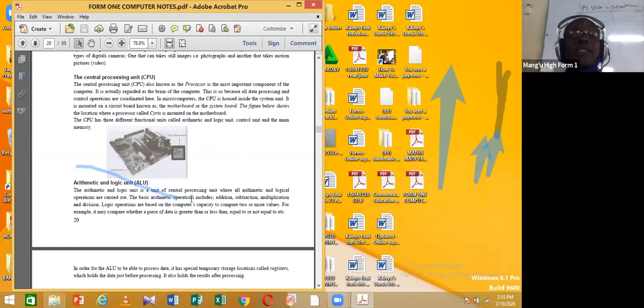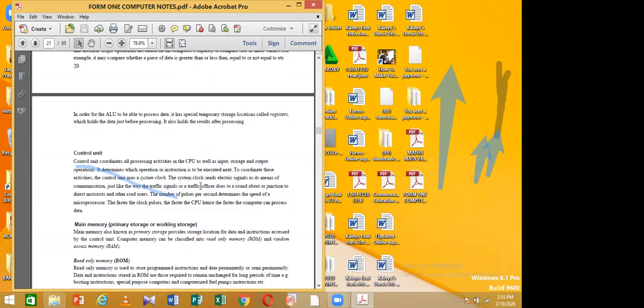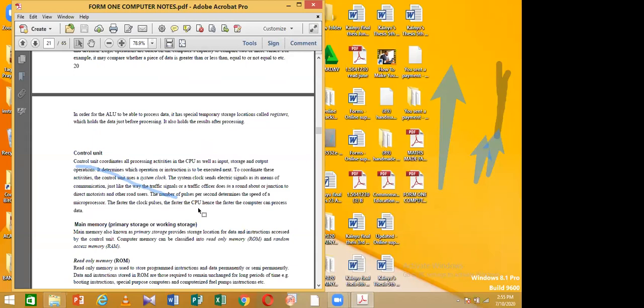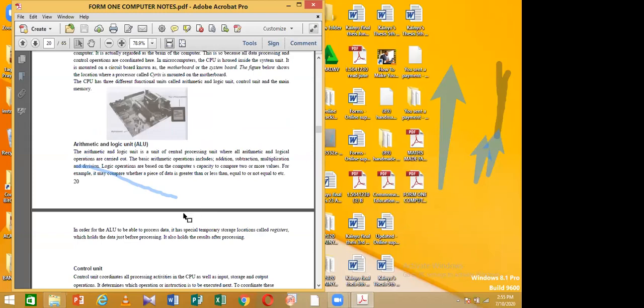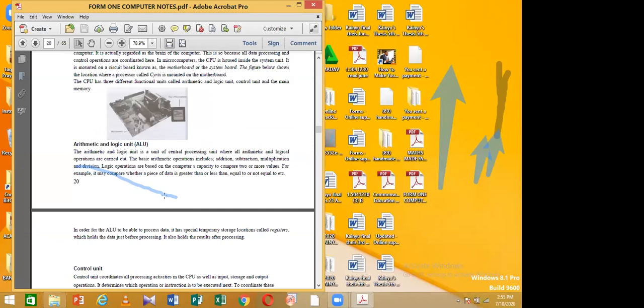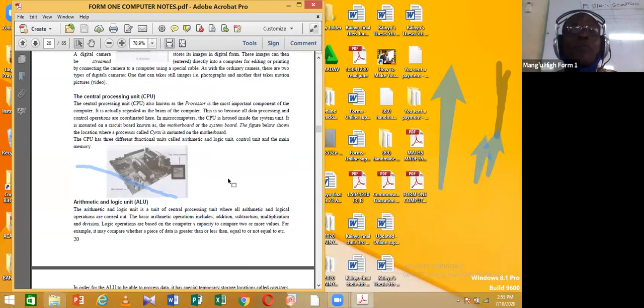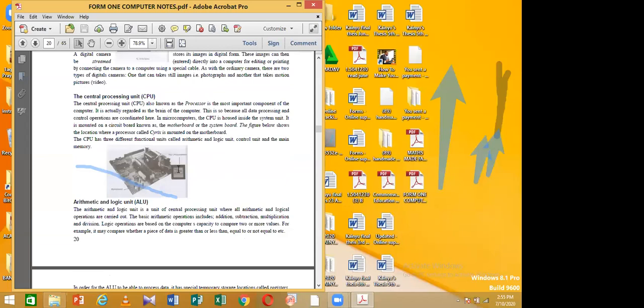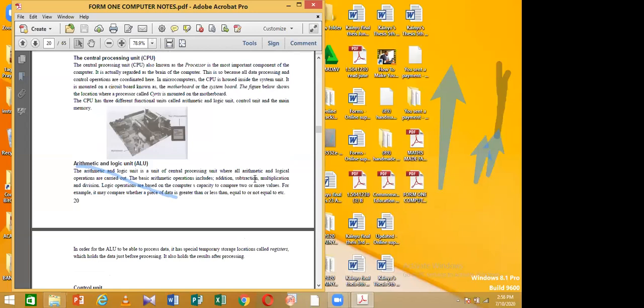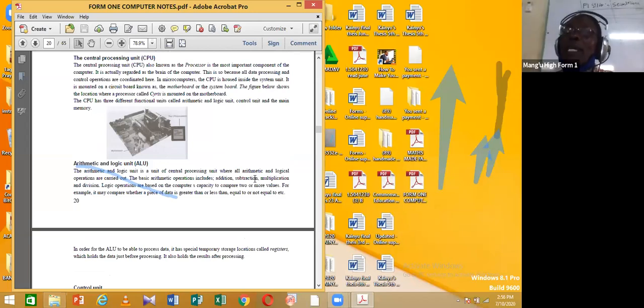This summarizes parts of the processor. All those three parts work together for the computer to do what it's supposed to do, especially as far as processing is concerned. Now, let us look at ALU. Its function is to handle and manipulate data according to given instruction.